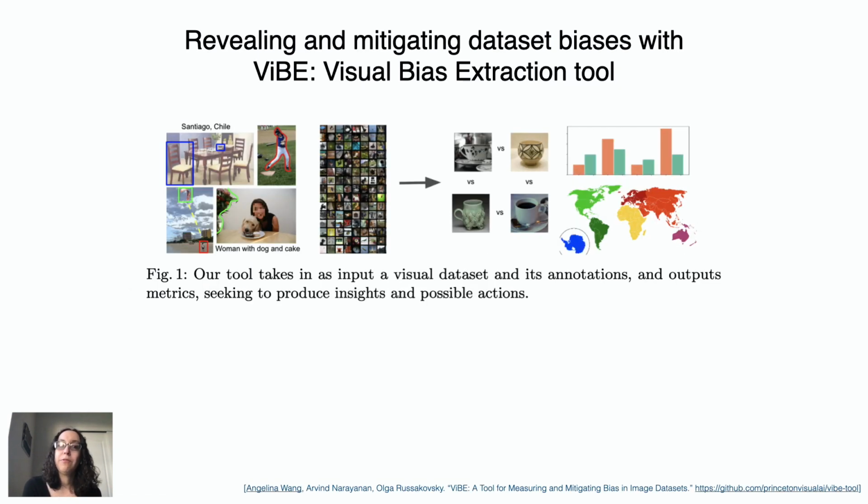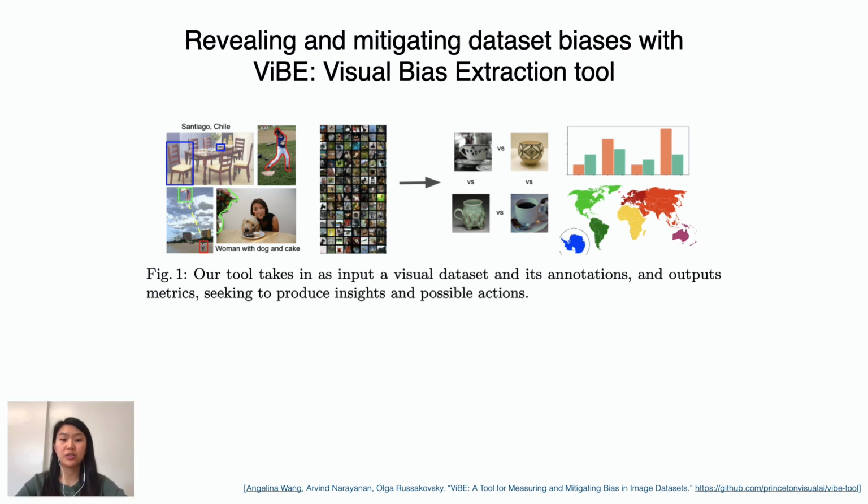And so this brings me to Vibe, the visual bias extraction tool that we built recently to help reveal and mitigate biases in computer vision datasets. This work is currently under review. It is co-authored by myself, by my colleague, Professor Arvind Narayanan, who is an expert in security, privacy, and machine learning fairness at Princeton, and by my PhD student, Angelina Wang. And so now I'll proudly pass the torch on to Angelina, who is the lead author of this work, to tell you all about it.